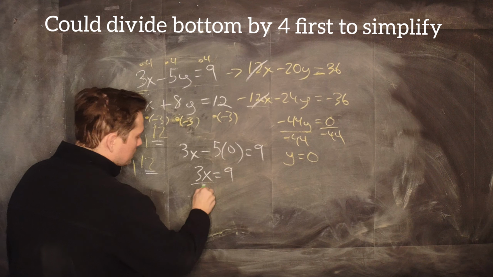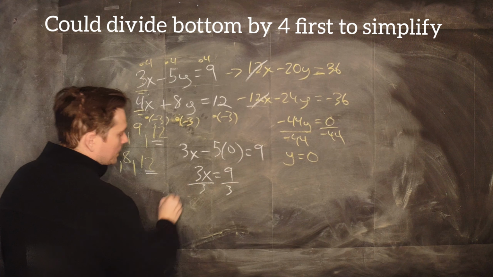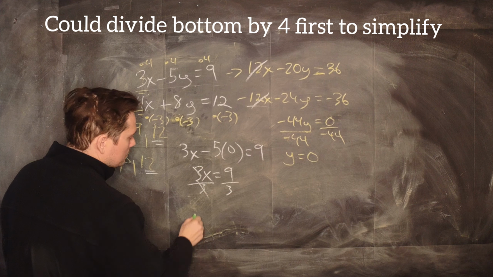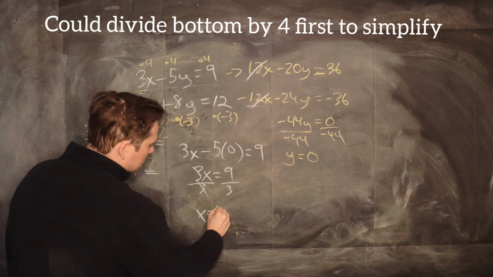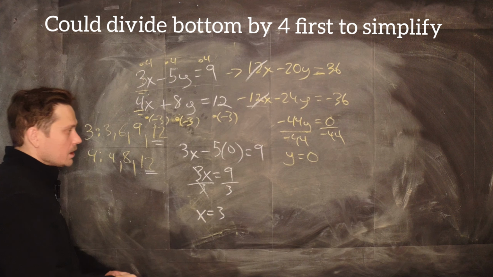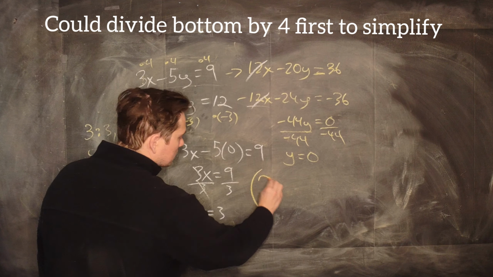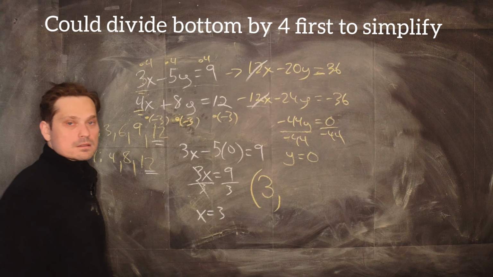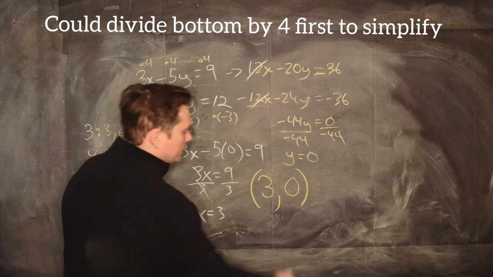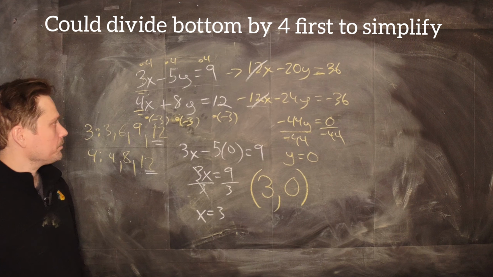Divide by 3, so divide by 3 here and here. So that means this cancels with this. x is equal to positive 3. Pretty simple, actually. Which means the overall solution to the system is as follows. It's the x of 3 and the y coordinate of 0 right here. You have to have that whole object.